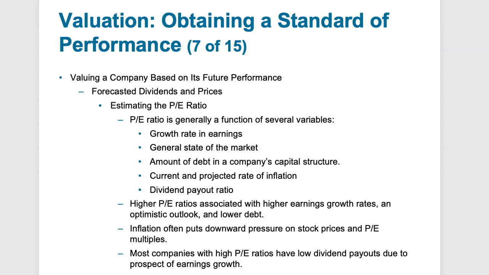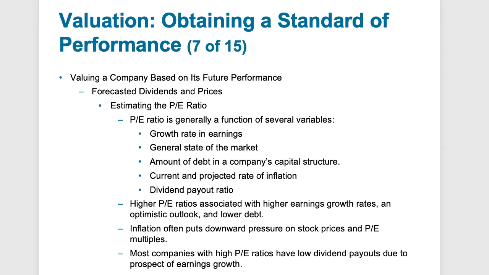If you want to estimate the PE ratio, things we should take into account that affect it include, first, the growth rate in earnings. Companies with stronger growth rates in earnings have stronger PE multiples because they're more desirable. The PE multiple is sort of a measure of how much investors like the company. The more an investor likes a company, the more they buy the stock, the higher the stock price goes, and when you divide that by earnings per share, the higher the PE multiple will go.